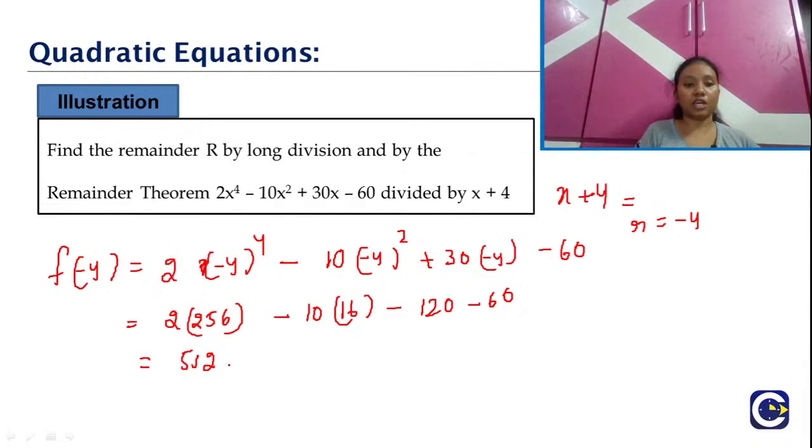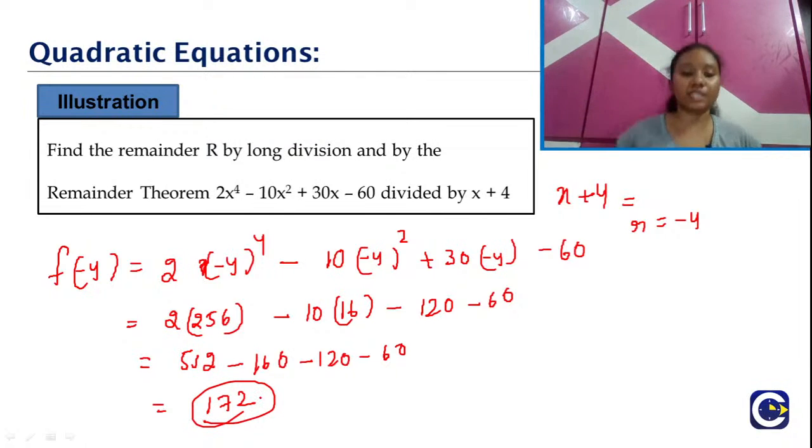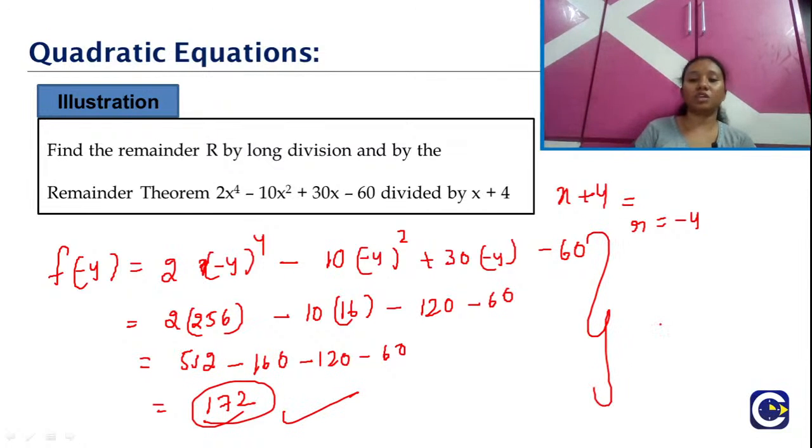So 512 minus 160 minus 120 minus 60. That will be nothing but the value again equal to 172, guys, here also, right? So if you guys see the thing here, how much time did it take? Around 1 minute, even less than that, right?